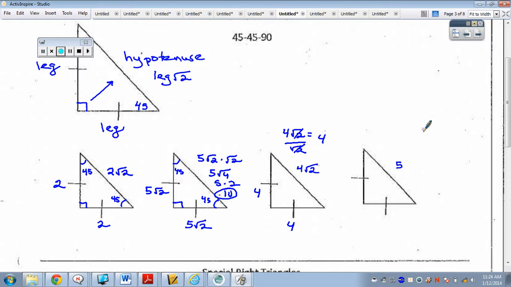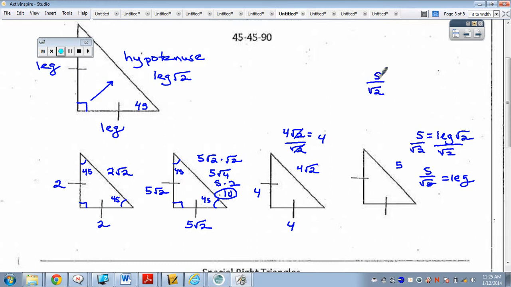Still the same concept. You know that 5 is supposed to be equal to your leg times root 2. Now to solve for the leg, I'm going to divide by root 2. That leaves me with my leg being 5 over root 2. However, you can't have a square root in the denominator, so you have to do something called rationalizing the denominator.